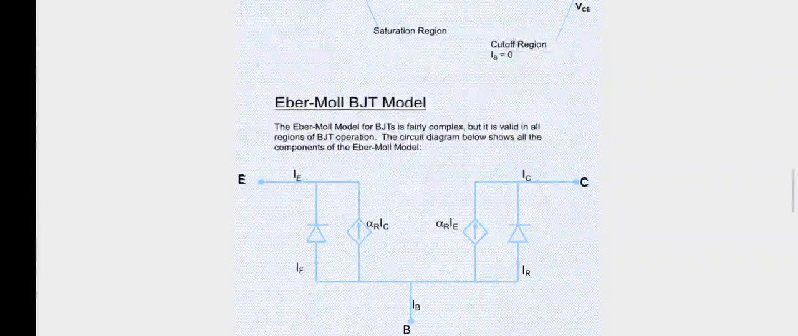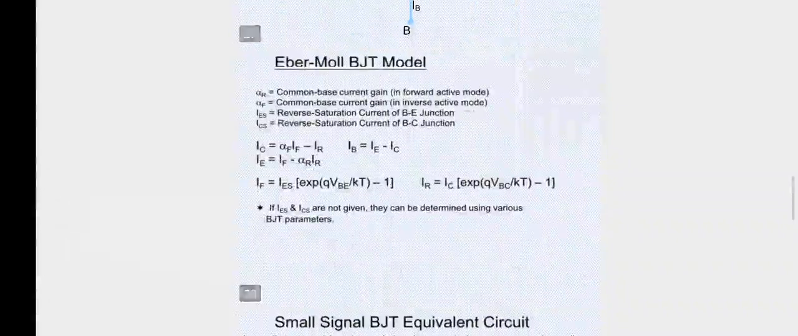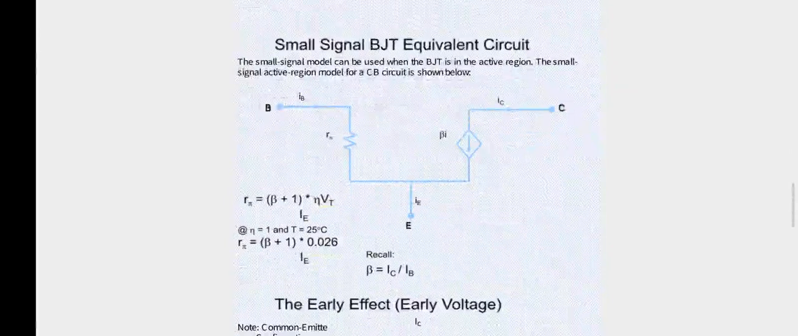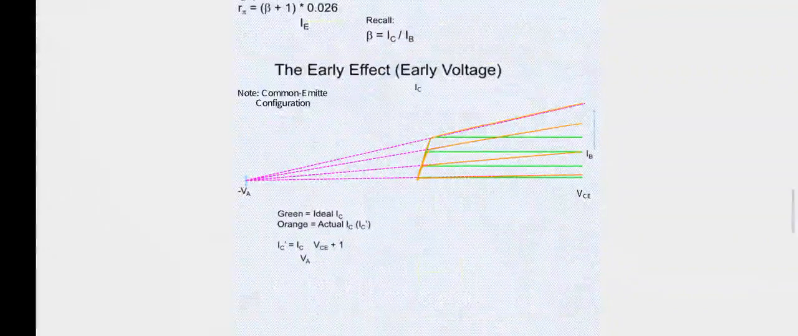Then the Ebers-Moll model of the BJT. The Ebers-Moll model of the BJT is fairly complex, but it is valid in all regions of BJT operation. The circuit diagram below shows the components of the Ebers-Moll model. This is the relation of the Ebers-Moll model. Then there is the small signal BJT equivalent circuit, and the early effect, or early voltage, of the BJT. So this is about the BJT.